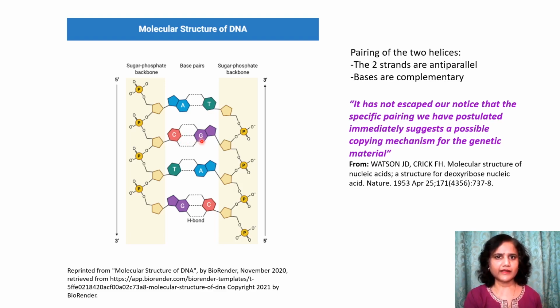So this model actually suggested a mode for DNA replication, or for the copying of the genetic material, as was mentioned in the famous statement by Watson and Crick in their paper proposing the model of DNA structure. They had suggested that the specific base pairing proposed by them immediately suggested a possible copying mechanism for the genetic material. This intrigued many scientists at that time, and many possible models for DNA replication were debated.